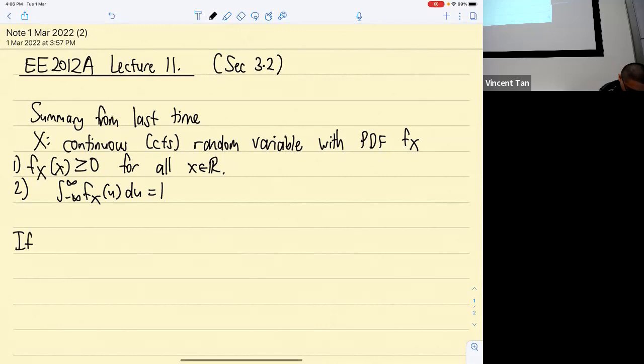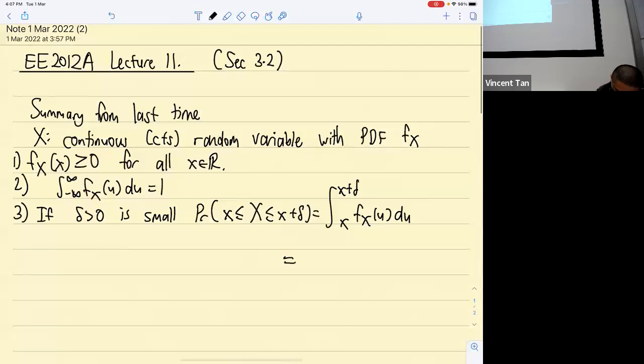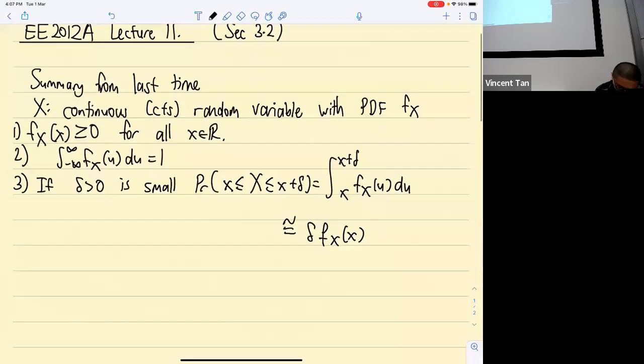And it has the following property. If I have a small number delta, then the probability that X is between little x and x plus delta, that is the integral from x to x plus delta of f_X(u) du, is approximately equal to delta times f_X(x). Okay, so that is one property of the probability density function.